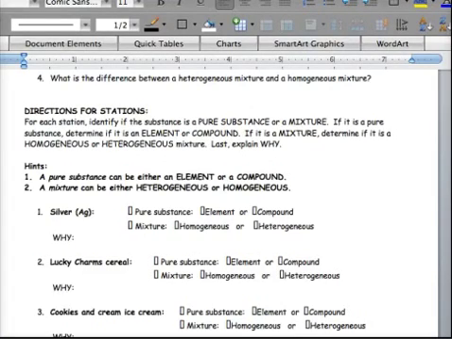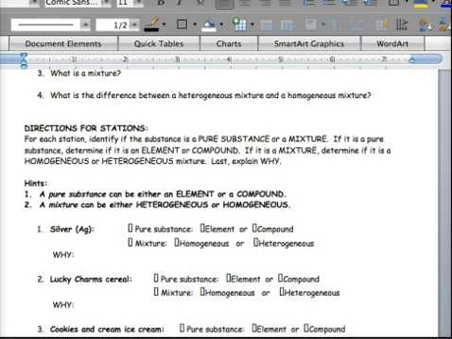And then whichever one you circle or check, you have to decide one more step. If you circle pure substance, then you have to decide if you're looking at an element or a compound. If you circle mixture, you have to decide if it's homogeneous or heterogeneous. You can't have pure substance and homogeneous, for example, or mixture and element. It does not work. You have to pick one of these two first, pure substance or mixture, and then whether it's an element or compound if you pick pure substance, or homogeneous or heterogeneous if you pick mixture. And of course you need to have why.